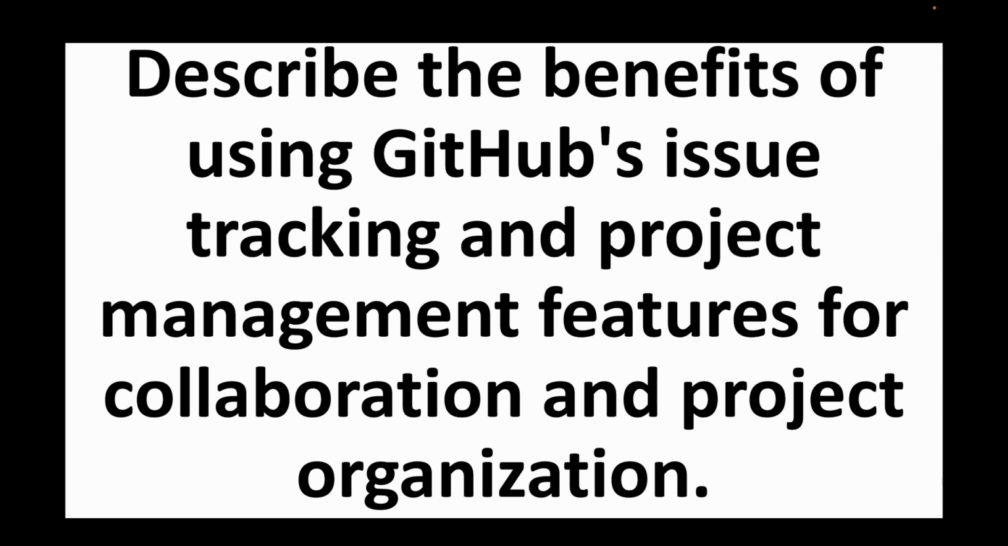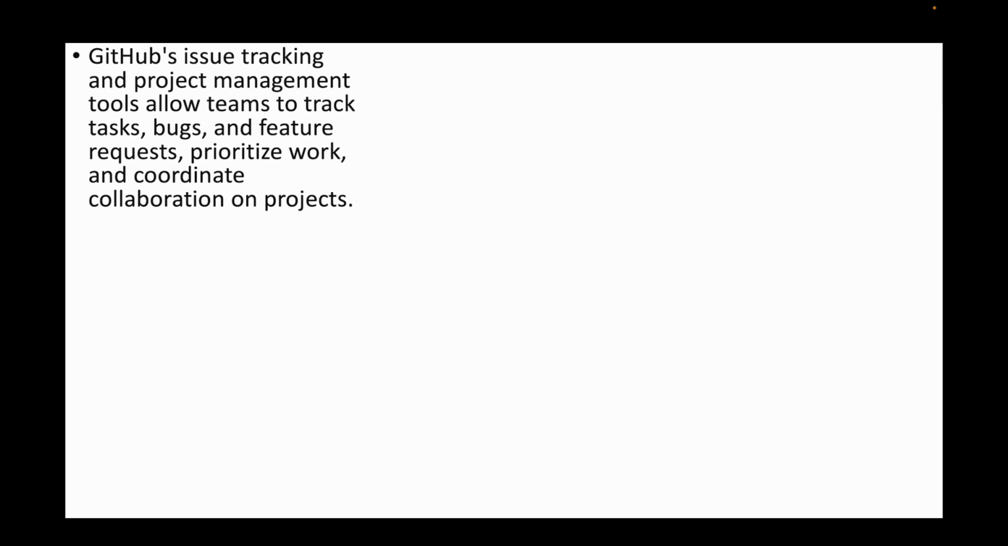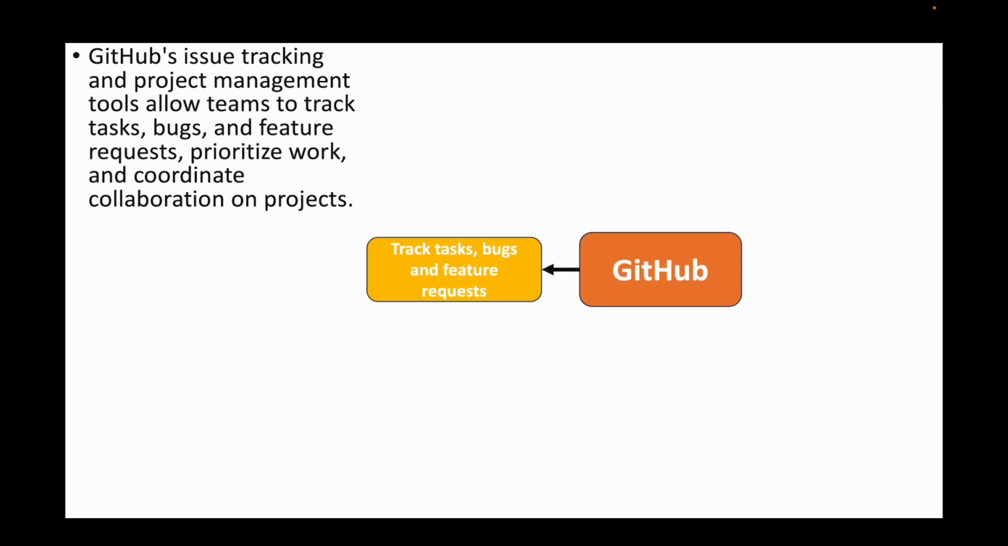The next question we have is, describe the benefits of using GitHub's issue tracking and project management features for collaboration and project organization. GitHub provides us with an issue tracking and project management tool. Now, these tools allow us to keep track of our tasks, keep track of our bugs, and also feature requests that we might be working on. In addition to that, we can also use these tools to prioritize our work and also coordinate with other collaborators who are working on projects.